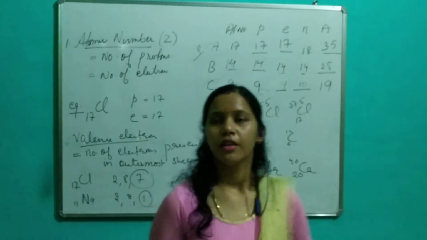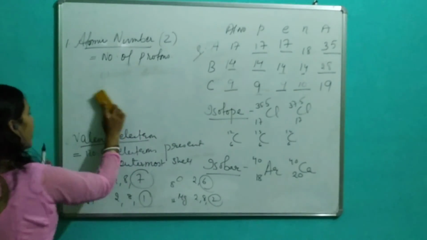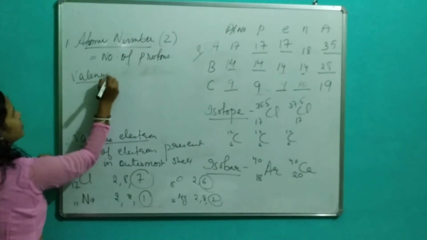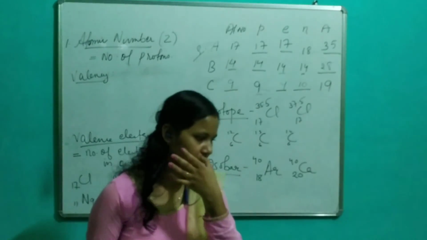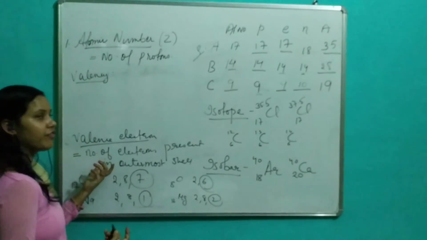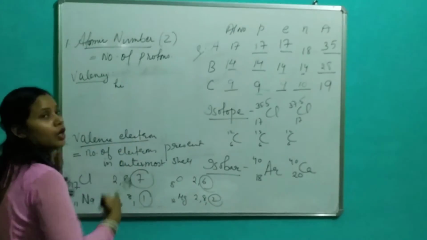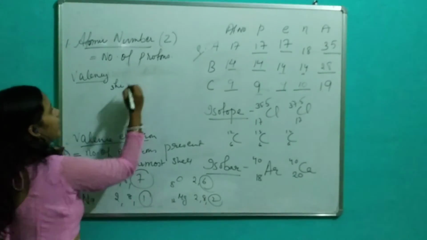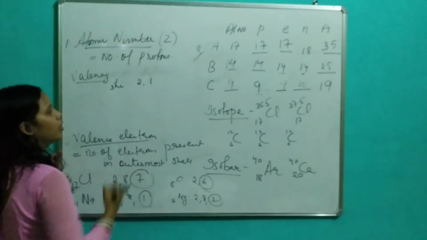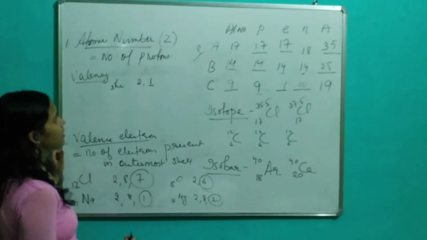Okay. Then what is a valency? Valency is equal to valence electron, or valency is the combining capacity of an element in a particular reaction. It depends on the nature of the reaction also. Okay, so valency is basically equal to the number of valence electrons. For example, lithium. Okay, lithium atomic number is 3. Its last shell has only 1 electron. So the valency of lithium is 1.